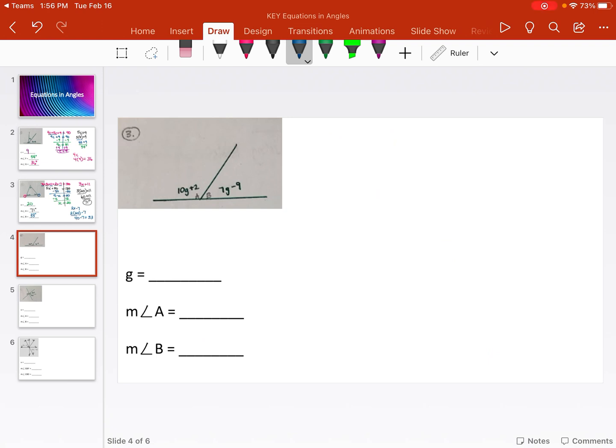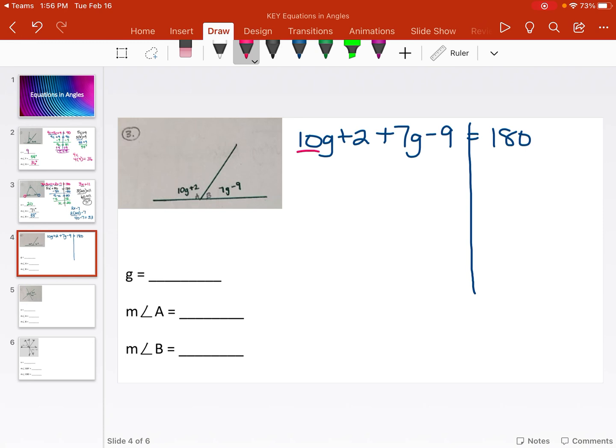All right, number 3, look at it. What are these two angles? How are they related? So these two angles are supplementary. Supplementary means that they make a straight angle, which means that they are equal to 180 degrees. So we should do 10g plus 2 plus 7g minus 9 equals 180. I want you to go ahead and combine your like terms and solve for g.